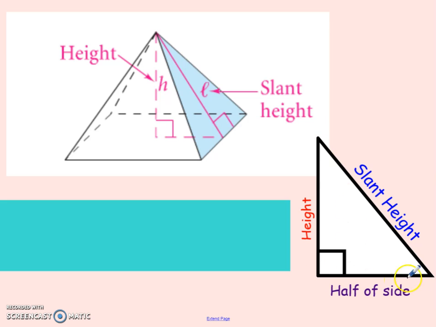So sometimes we have to use Pythagorean theorem to help us find one of those. If we're given the side length here, and we're looking for the height, we'd use half of the side length with the slant height to do Pythagorean theorem to find the height. Or maybe we need to find the slant height and we can use Pythagorean theorem.